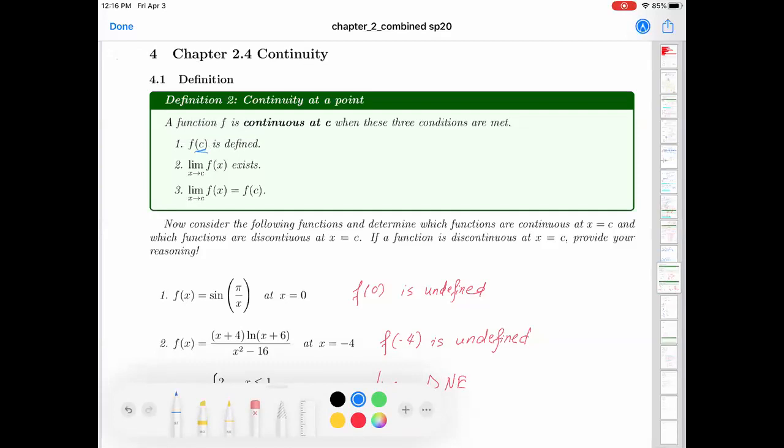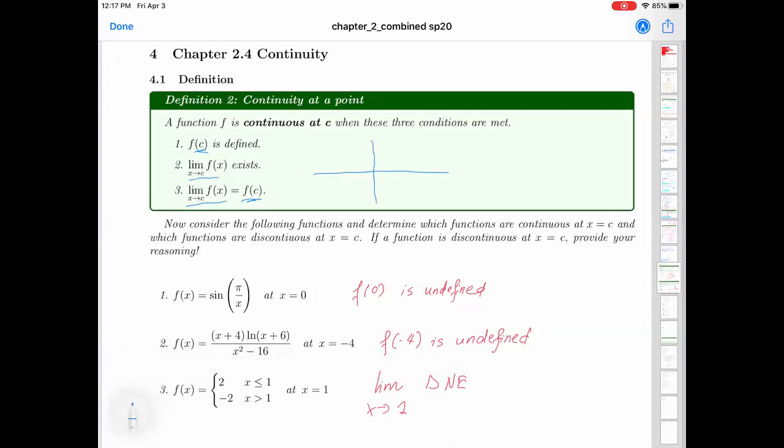Second, the limit of the function f of x when x goes to c exists. And then last, the limit of the function when x goes to c is the same as the function value when x equals c. If you look at a function, for example, this is x, this is y, and this is the graph of the function f of x. And this is a point c where you're going to look at this function to see whether it is continuous at x equals c or not.